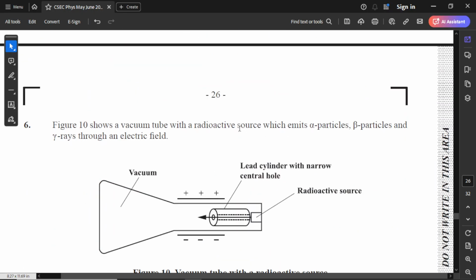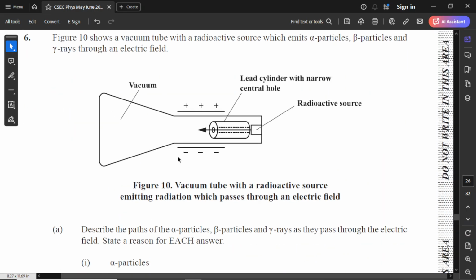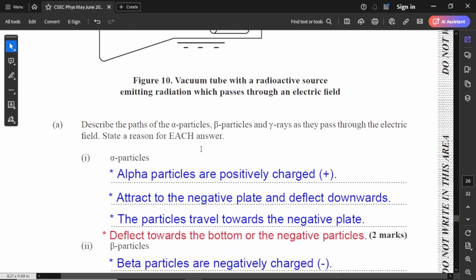Now we're on to our last question. Figure 10 shows a vacuum tube with a radioactive source which emits alpha particles, beta particles, and gamma rays through an electric field. Right here at the end, on the right, we have our radioactive source. And of course, a point to note, we have our positive and negative sides. That's very important to note. So part A asks us to describe the paths of the alpha particles, beta particles, and gamma rays as they pass through the electric field. State a reason for each answer.